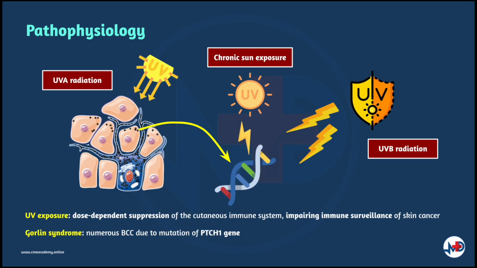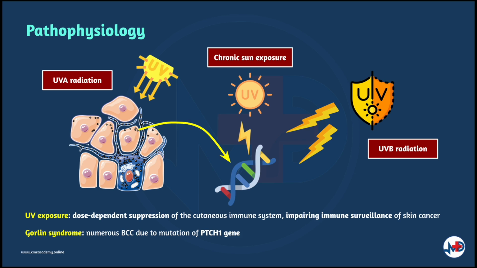Chronic sun exposure and UV radiation will cause direct DNA damage. Indirect DNA damage is done through production of reactive oxygen species and immune suppression. The mechanism of injury occurs initially with melanocytes absorbing UVA, leading to indirect damage to the DNA through free radicals, while UVB causes direct damage to DNA and RNA. UV exposure causes dose-dependent suppression of the cutaneous immune system and thus impairs immune surveillance of skin cancer.